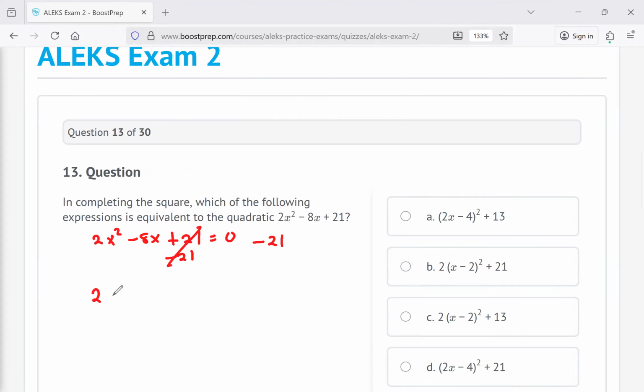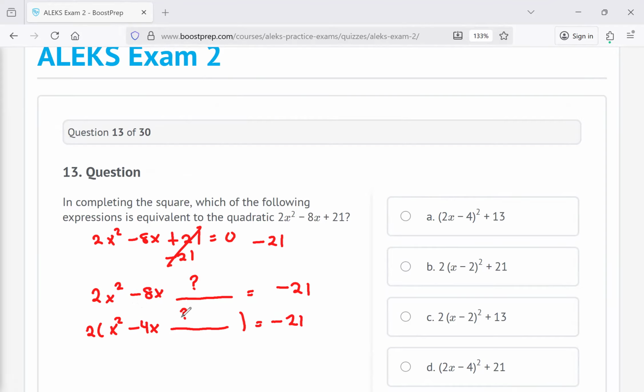Now I have 2x squared minus 8x, and then leave a little blank space, and you'll see why I left a little blank space. And on the right, 0 minus 21 is -21. So what do I put in this blank space? You take half of your b and you square it. But before I do that, between the 2x squared and the -8x, it looks like I can factor out 2. So this is going to be x squared minus 4x, and then blank space equals -21.